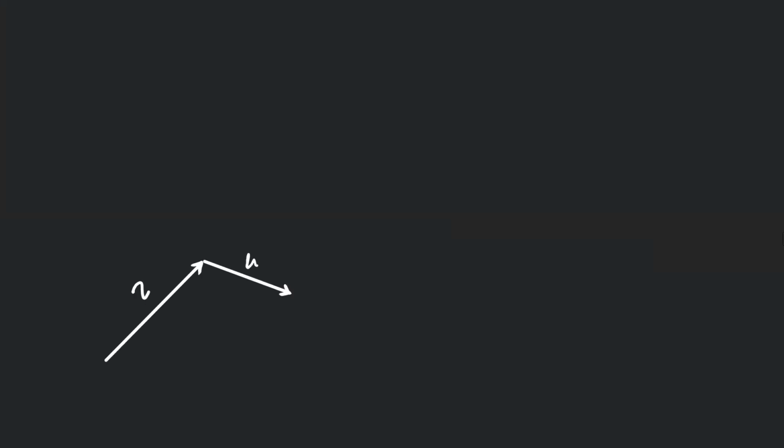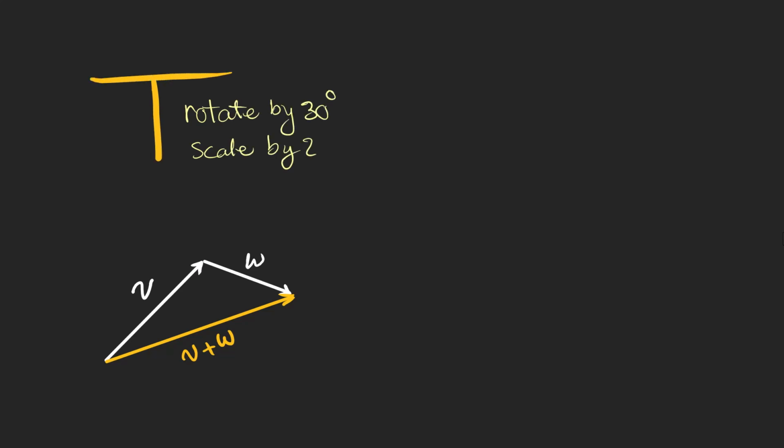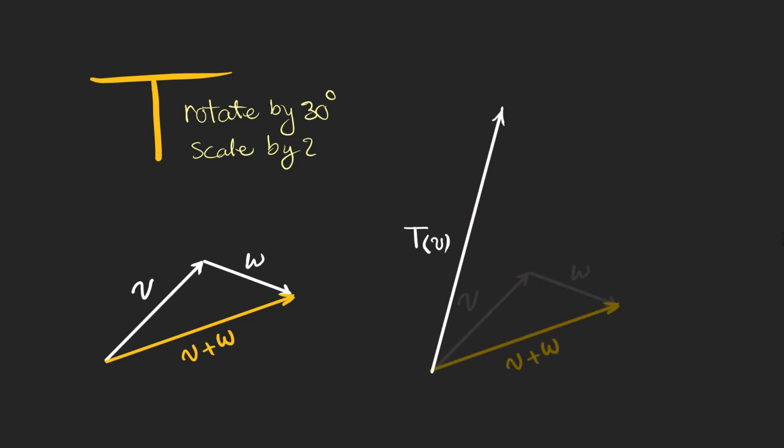Suppose that we have two vectors v and w on a 2D plane. This yellow vector represents the addition of these two vectors and is another vector in the same vector space. We are going to scale all of these vectors by 2 and also rotate them by 30 degrees. This is called a transformation. T of v is the new vector under this transformation. In fact, vector v under this transformation is T of v.